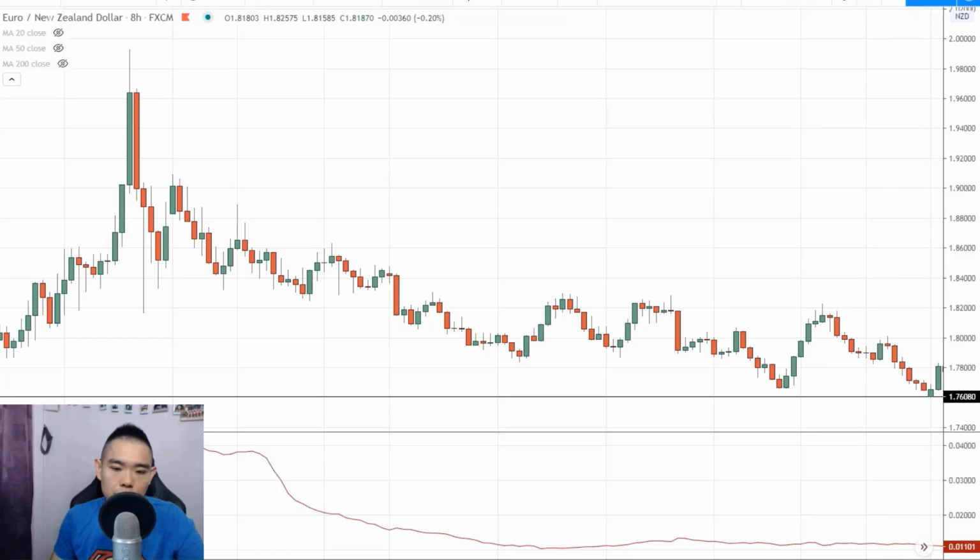So the ATR value right now is about 110 pips. How do I know that? Because that's what this indicator says right now. It's 0.0110. So that's about 110 pips.